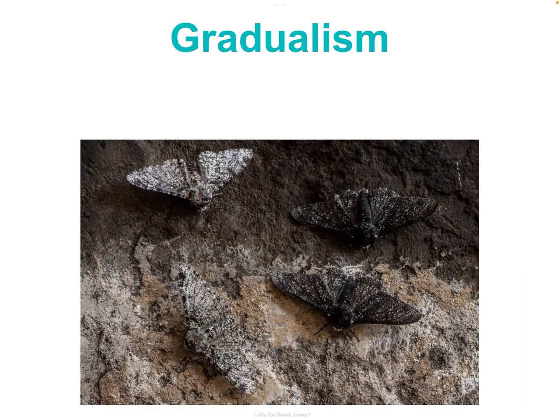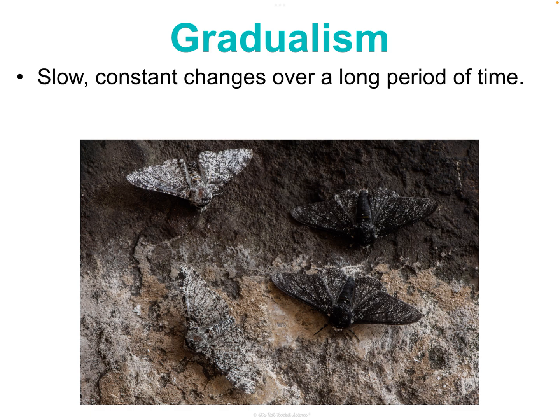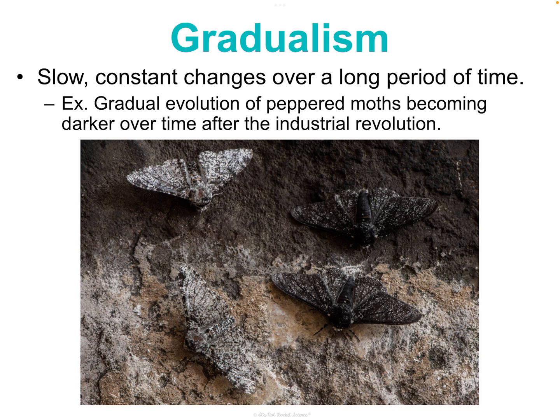The next form of evolution we have is something called gradualism. This is a slow, constant change over a long period of time. Sometimes this could take thousands of years. Sometimes it could only take 100 years. And the best example of this that we've actually seen in recent history is with these peppered moths.